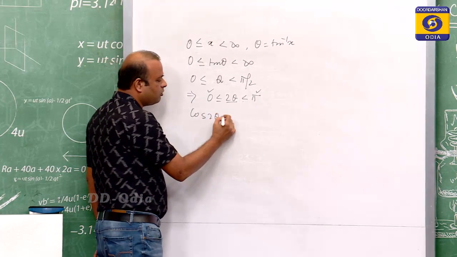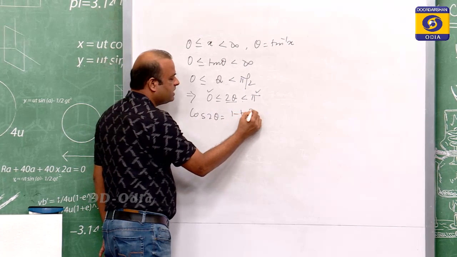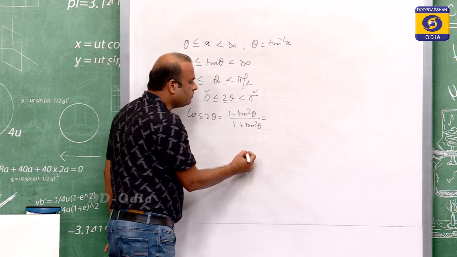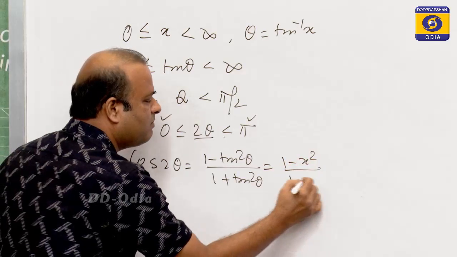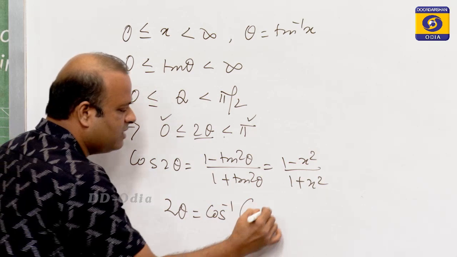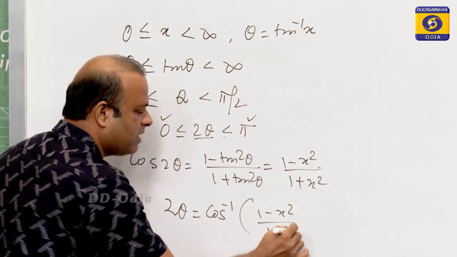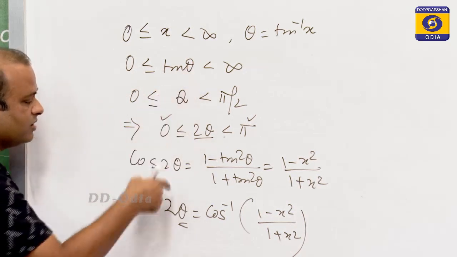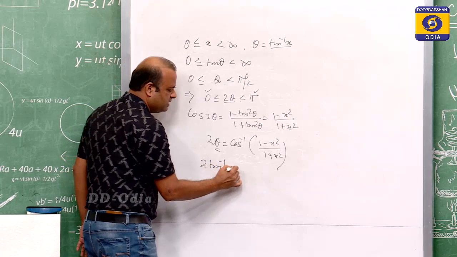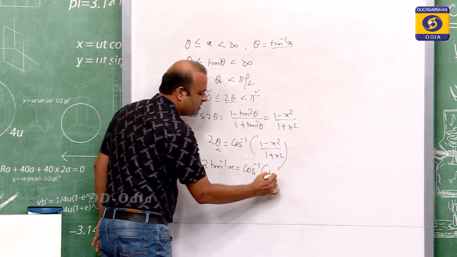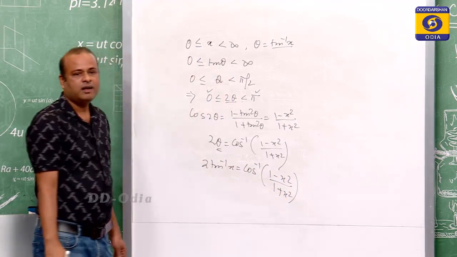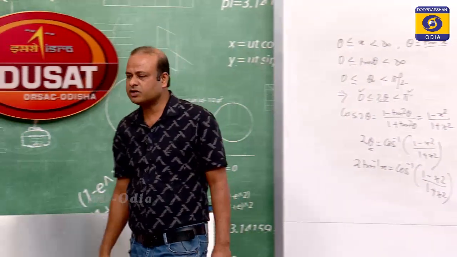Now use the formula cos 2 theta is equal to 1 minus tan square theta by 1 plus tan square theta, which is equal to 1 minus x square by 1 plus x square. Now 2 theta is equal to cos inverse of 1 minus x square by 1 plus x square, right? So use theta equal to tan inverse x. That is, 2 tan inverse x is equal to cos inverse of 1 minus x square by 1 plus x square, right? So you have proved the formula for 2 tan inverse x in terms of cos inverse.